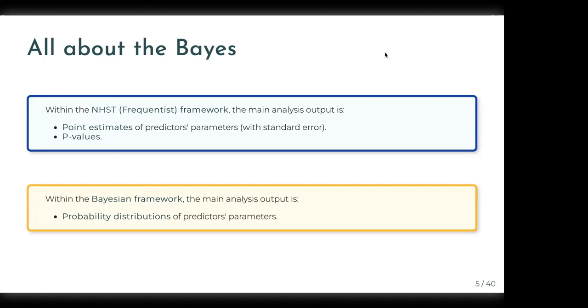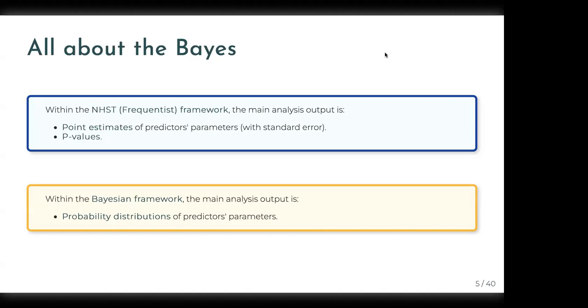On the other hand, within a Bayesian framework, the main output of a linear model is, rather than getting point estimates of different effects, intercepts, and so on, you get an entire probability distribution for those particular effects or intercepts. So rather than having just a single value, you would get a full probability distribution that you can use to say some values, for example, are more likely than others. This interpretation is the Bayesian interpretation.